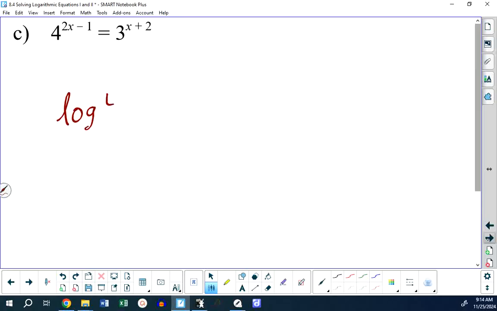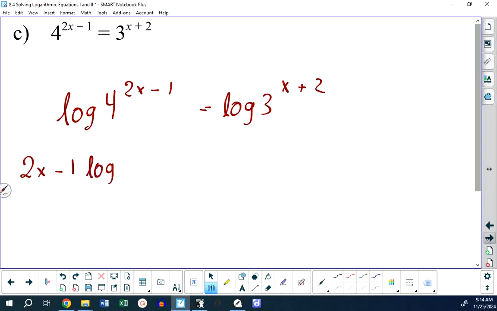So this will be log of 4 to the 2x minus 1 equals log of 3 to the x plus 2. And now I can move those exponents out in front. And I've talked many times in this course about how you cannot make those junior high mistakes or those grade 10 mistakes. So for example, when I move this exponent of 2x minus 1 in front, and I get 2x minus 1 multiplied by log 4, if you think that's what we get, then you've lost the thread of this whole narrative.